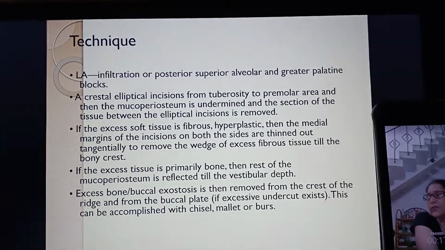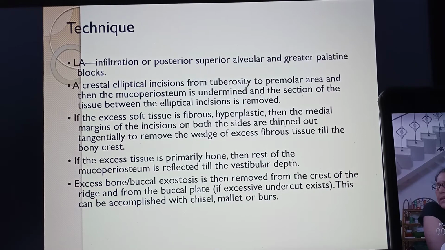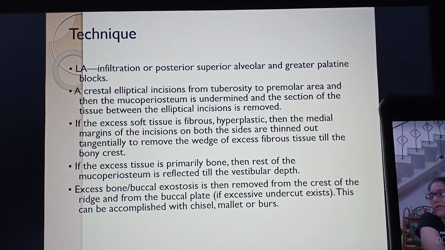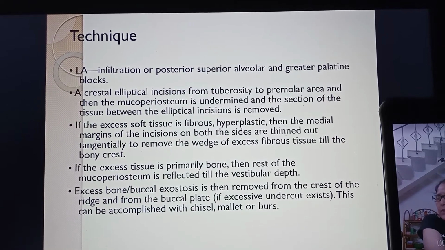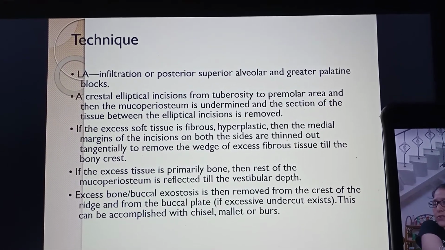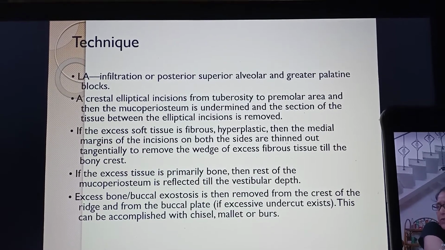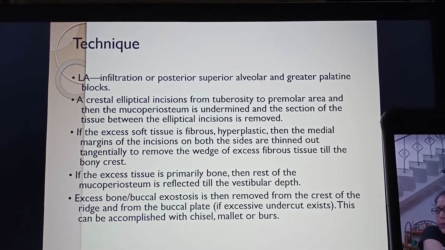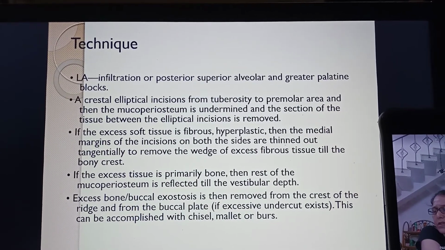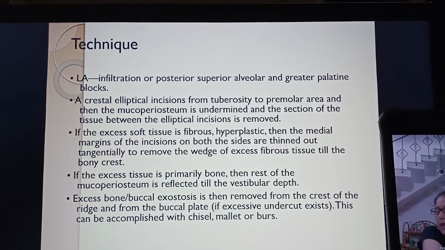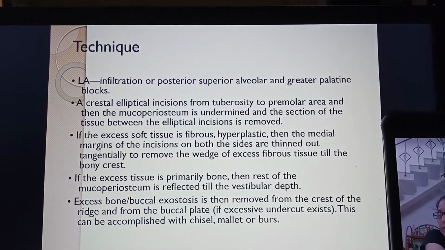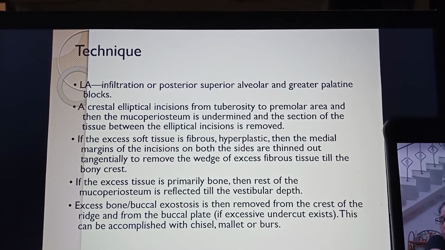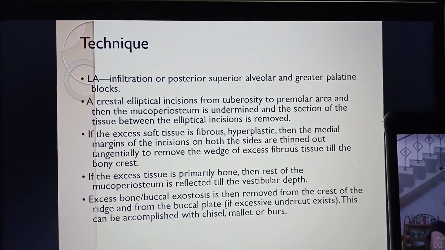If the excess soft tissue is fibrous, hyperplastic, then the medial margins of the incision on both sides are thinned out tangentially to remove the wedge of excess fibrous tissue down to the bony crest. If the excess tissue is primarily bone, then the rest of the mucoperiosteum is reflected to the vestibular depth. Excess bone or buccal exostosis is then removed from the crest of the ridge and from the buccal plate, that is, if excessive undercut is present. This can be accomplished using a chisel, mallet or rotary instrument.